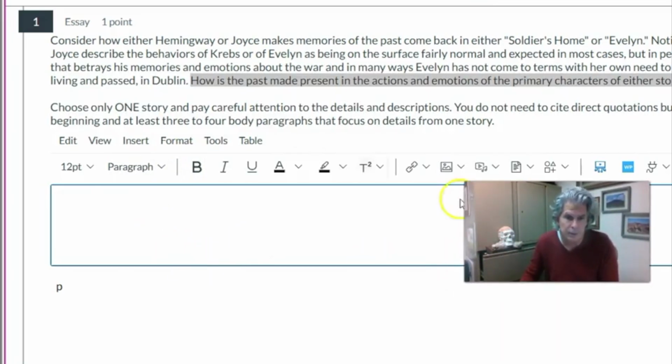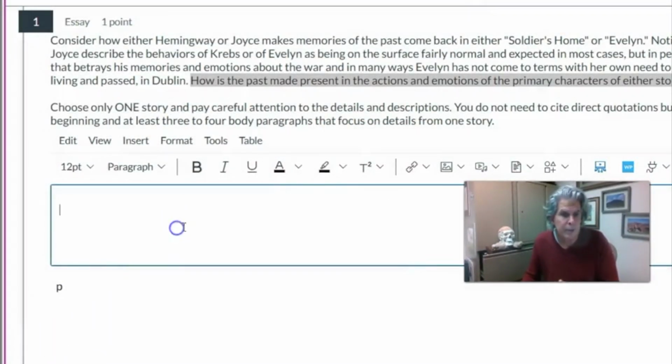Let's say I was going to write on Evelyn here, and I'm going to have to write a thesis, but I'm going to have 3 body paragraphs, and the body paragraphs need to be detailed. They need to show me that you really understand James Joyce's Evelyn, or you really understand Hemingway's Soldier's Home. Make sure you've studied each one of those stories clearly, and you understand how spatialized aesthetics are kind of working in there. The whole idea is that there are 2 things that are simultaneously present in the stories. Something about Krebs's past and his emotions, and something about Evelyn's past and her emotions about them, and how they work. They each work differently, and you're going to show me something new about them.